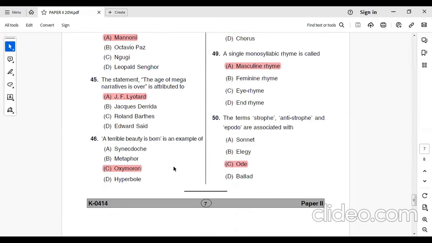"A terrible beauty is born." It's an example of oxymoron. So what is oxymoron? Here we will try to understand the remaining figures of speech also. Oxymoron is a figure of speech which combines contradictory words with opposing meanings. For example, old news, original copy, organized chaos.